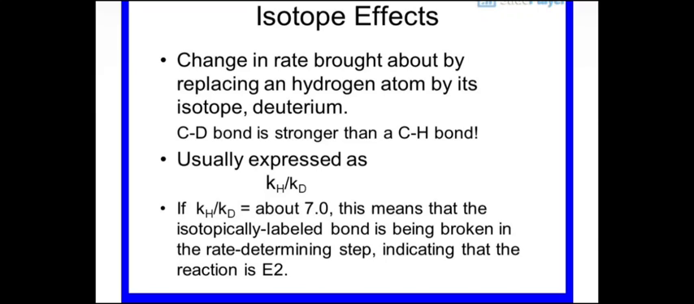So usually the CD bond is stronger than a CH bond. So it is usually expressed as KH by KD. KH means the rate of the reaction while hydrogen is present or protium is present, and KD, the rate of the reaction when deuterium is present. So if KH by KD is equal to 7, this means that the isotopically labeled bond is being broken in the rate determining step, indicating that the reaction is E2.